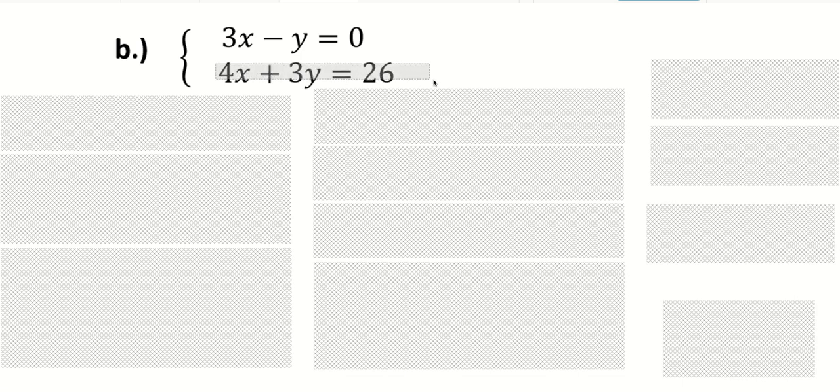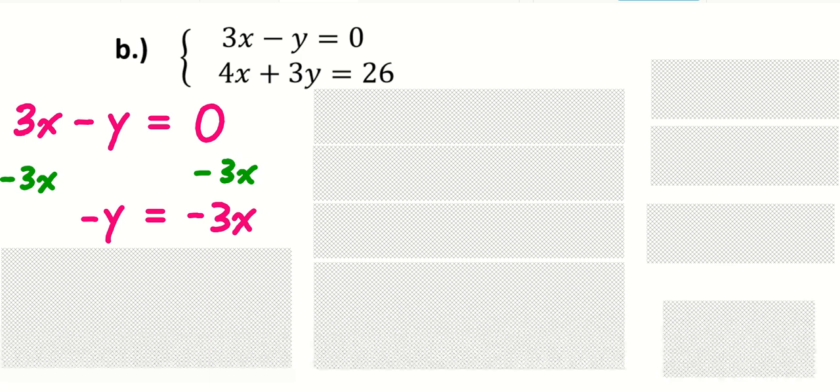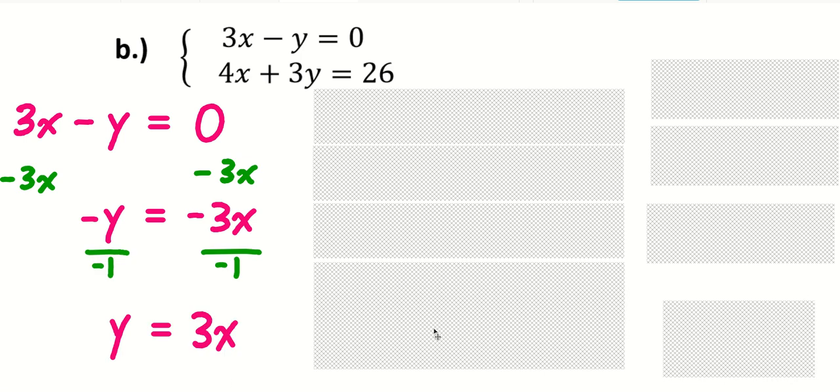Same with going, hey, how about we solve this equation for y? But again, the same thing. Wouldn't you be dividing both sides by 3 and probably ending up with some fractions? No. What would be probably by far the best choice? Getting this equation solved for what? We want to get x by itself or y by itself? I think it's a lot easier to get y by itself. So that's what I did here.